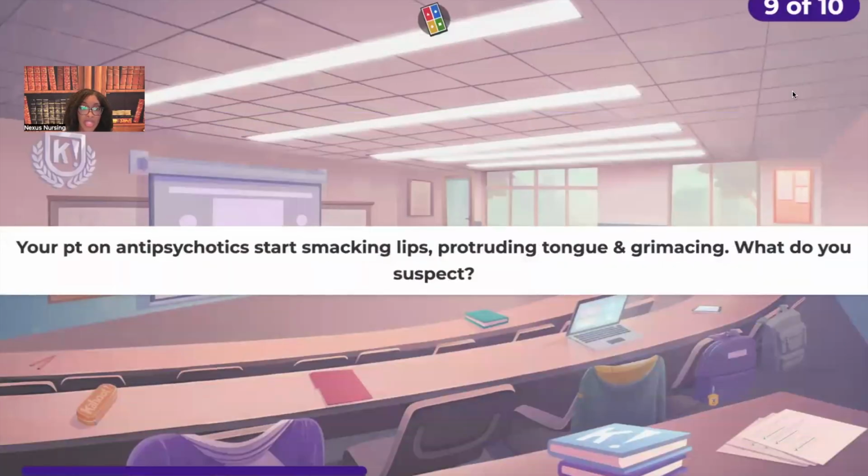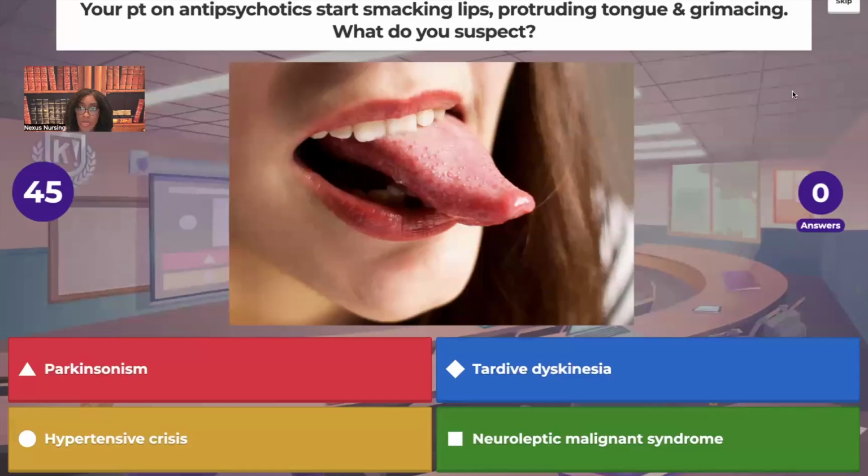Your patient on antipsychotics starts smacking their lips, protruding their tongue, and grimacing. What do you suspect is happening here? Do you suspect parkinsonism, tardive dyskinesia, hypertensive crisis, or neuroleptic malignant syndrome? What do you suspect?